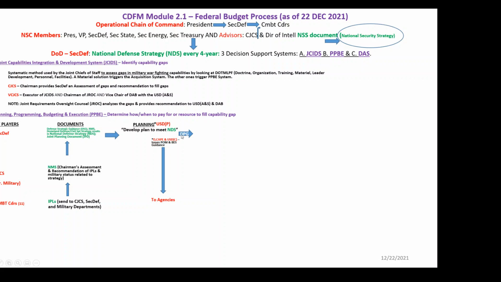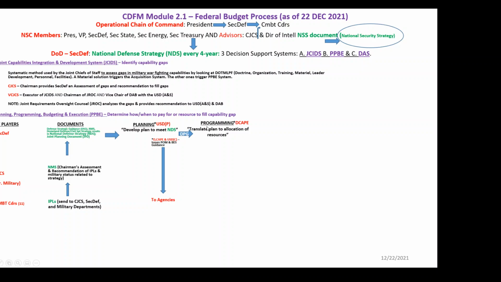The final document in the planning phase of PPBE, I'm back down here, is the Defense Planning Guidance. But before you enter the next phase, the DCAPE, Director of Cost Assessment and Program Evaluation, and the USD Comptroller provide guidance on how you're going to execute the POM phase and the budget estimate submission. So they send that guidance out to the agencies. Defense Planning Guidance.